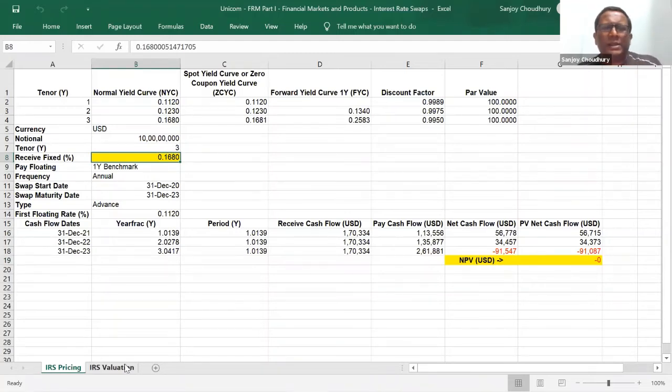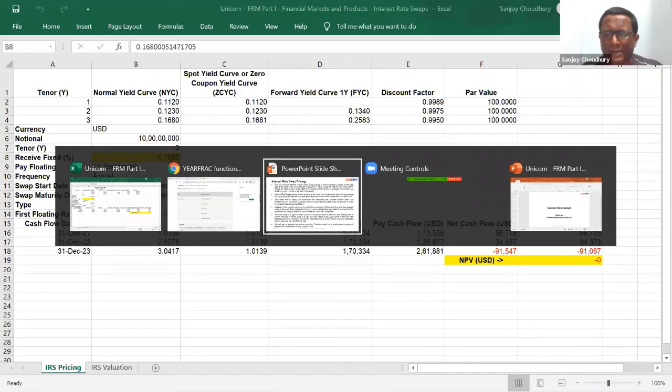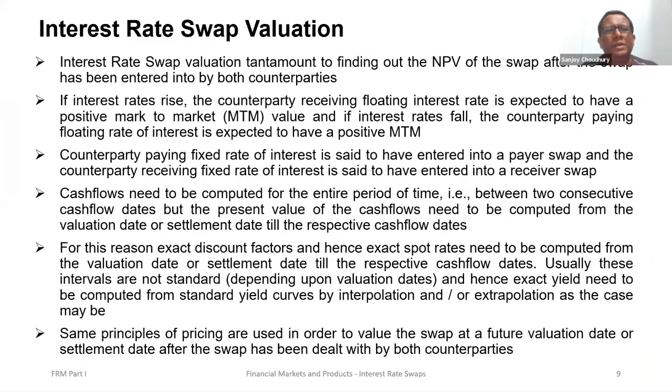Next, we come to IRS valuation. So what does IRS valuation mean? Interest rate swap valuation is tantamount to finding out the NPV of the swap after the swap has been entered into by both counterparties. So if both the counterparties have entered into the swap, at the start of the swap, NPV is equal to 0.